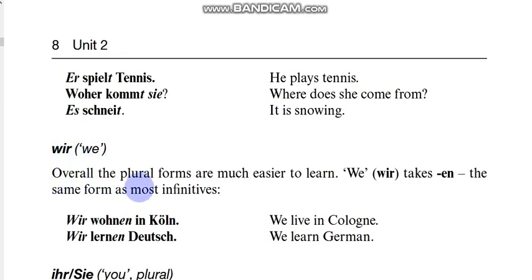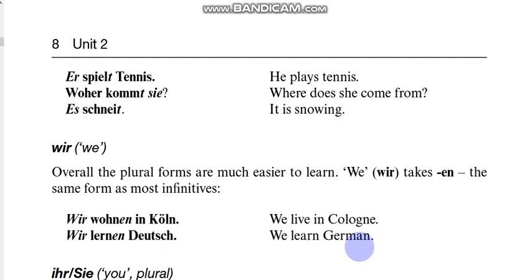Wir, we. Overall, the plural forms are much easier to learn. We takes an -en, the same form as most infinitives. Wir wohnen in Cologne. We live in Cologne. Wir lernen Deutsch. We learn German.